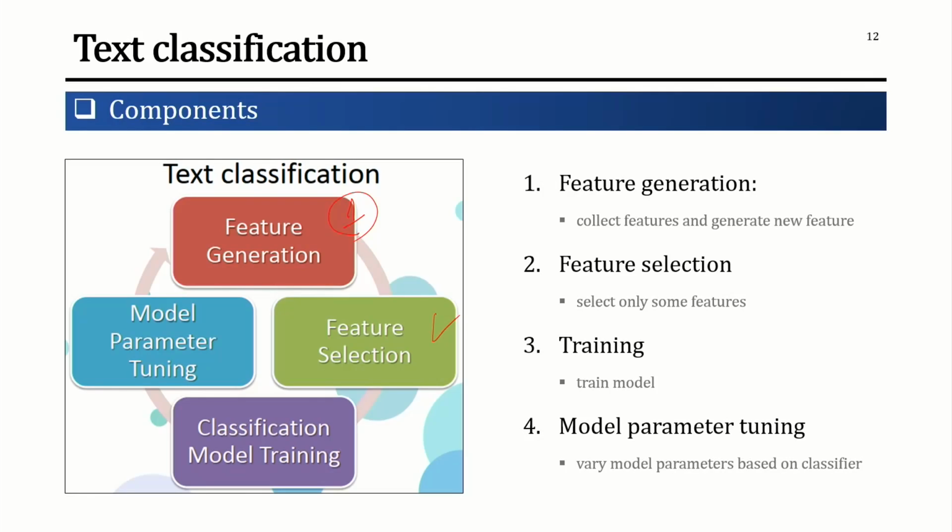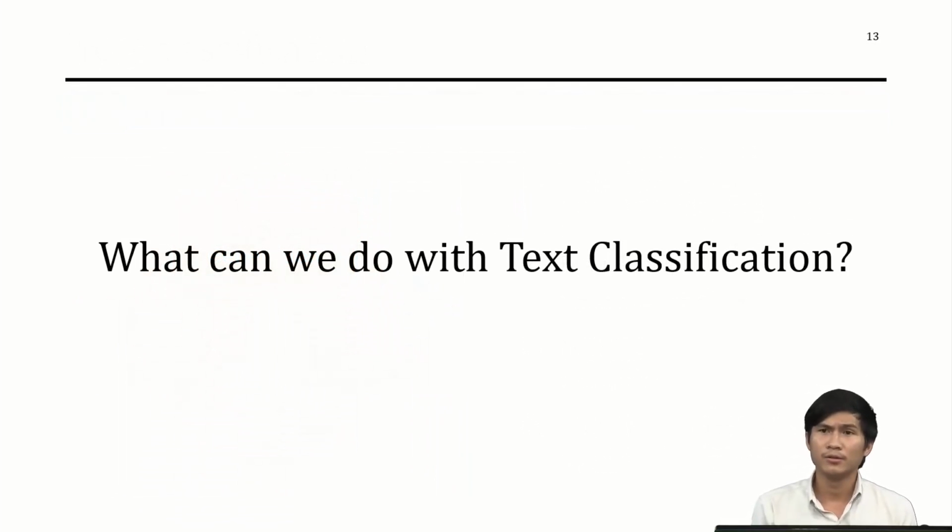And we have the classification model training, which allows us to train our model using the training data. And next, we have the model parameter tuning. After we train our model, we can adjust the parameters to avoid overfitting and underfitting problems. And next, it can go in a cycle in this case. In case we don't get the appropriate results and the accuracy is not high, we may need to collect new features and repeat the same steps again. So next we will talk about what we can do with text classification.